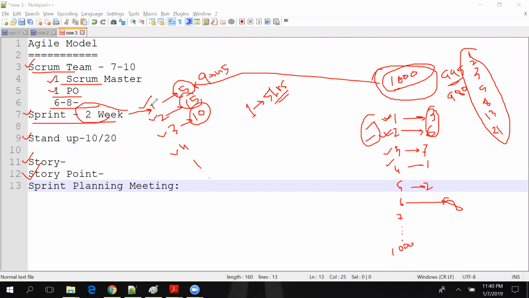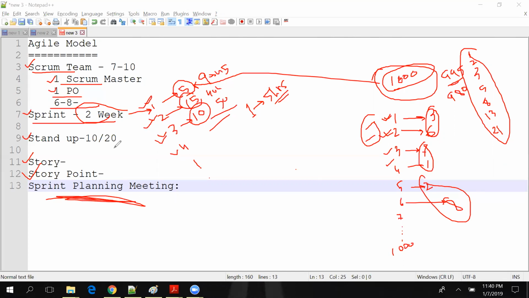In the first sprint, we will finish these two. In the second sprint, we can finish these two, maybe 7 plus 1, 8. That is 40 hours of work we can finish. Third sprint, we can do this, maybe 10. That is 50 hours we can do. This is the first and second week, this is the third and fourth week, and this is the fifth and sixth week. Like this, you have to do. In the sprint planning meeting, we will decide all these things. So this is what the Agile model is.